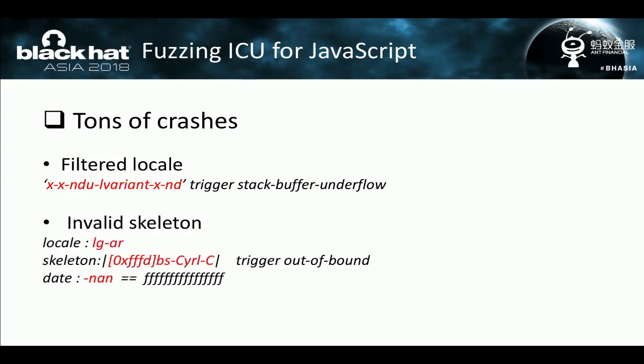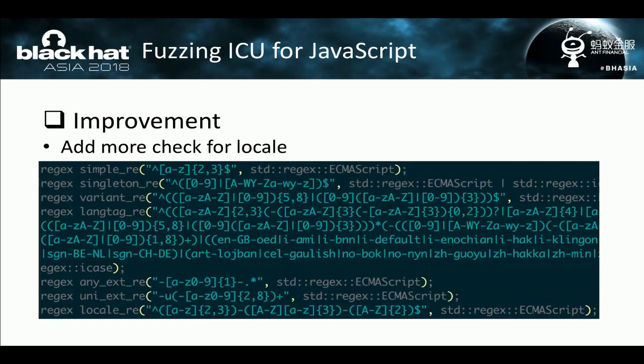The second case is out-of-bound. The locale is valid. The data can be valid, but the skeleton is very strange. It cannot bypass the filters. So these two cases are both invalid. We must improve the fuzzer.